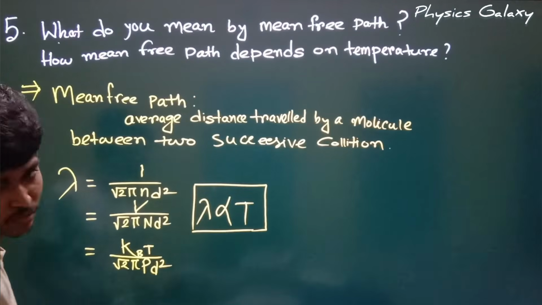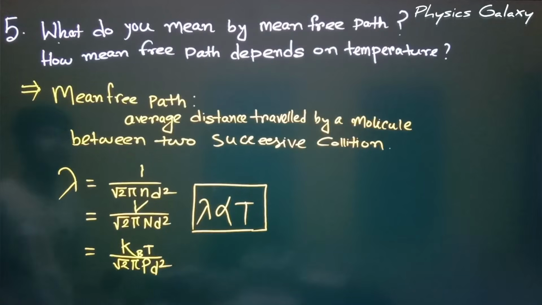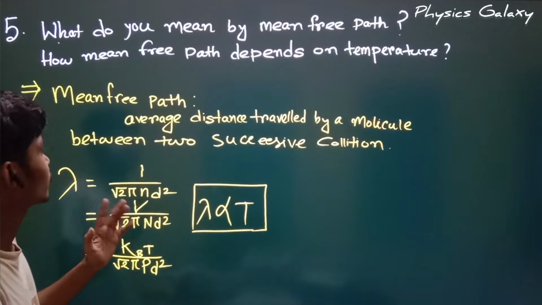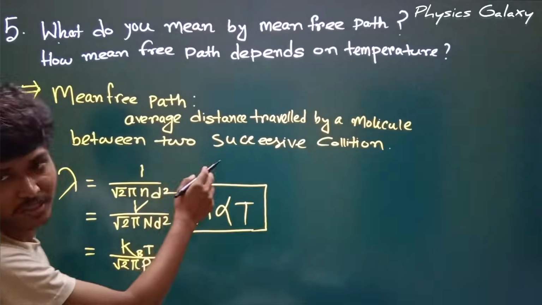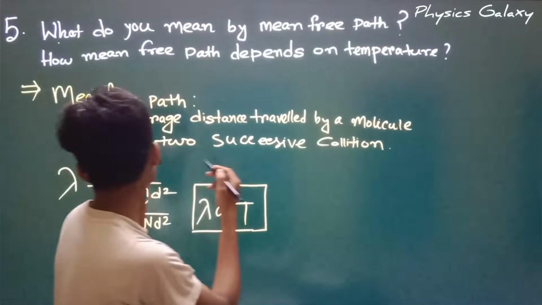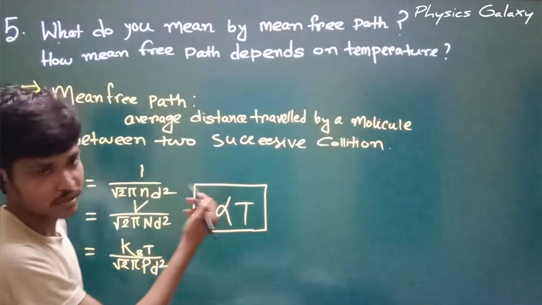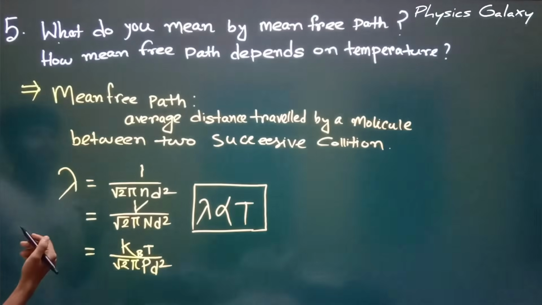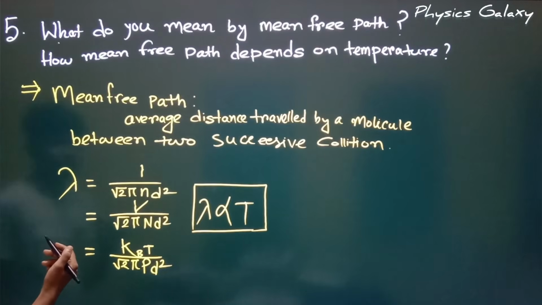Then they asked one question on mean free path. They asked me what do you mean by mean free path. I just told them mean free path means the average distance traveled by a molecule between two successive collisions. And then they asked how mean free path depends on temperature.